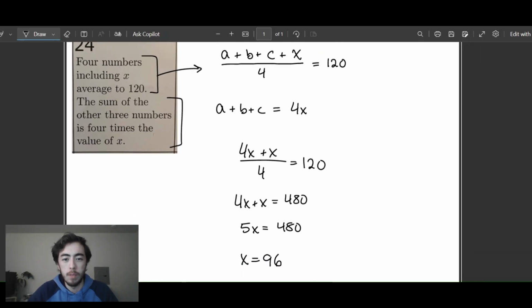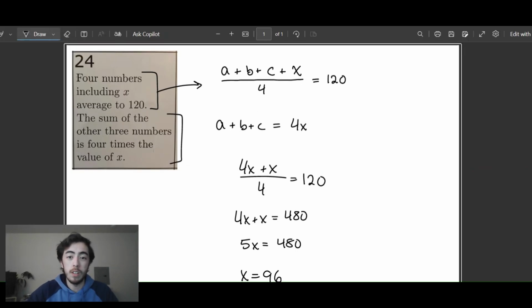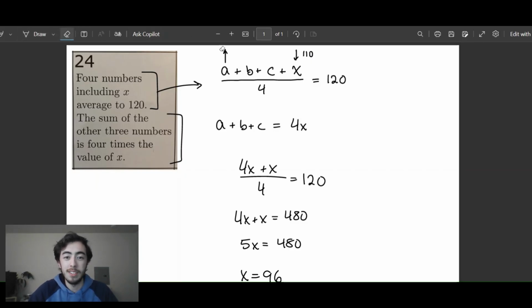Okay. Did I make a mistake anywhere? Four numbers, including x, average to 120. So I added them all up. I divided by 4. That equals 120. The sum of the other three numbers is 4 times the value of x. So that is 4x. So this is good. I used substitution fine. I did my algebra fine. Like I was saying earlier, I should scale this one down and maybe this one up. And so I was thinking ballpark like 110 for this number. So 96 kind of makes sense.